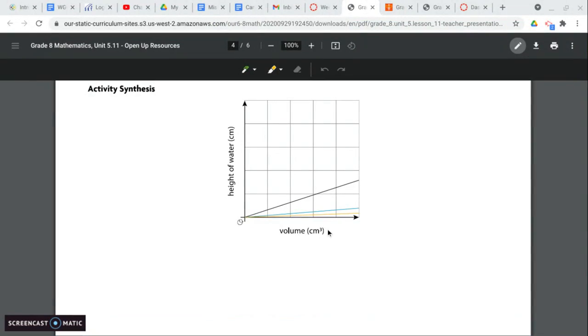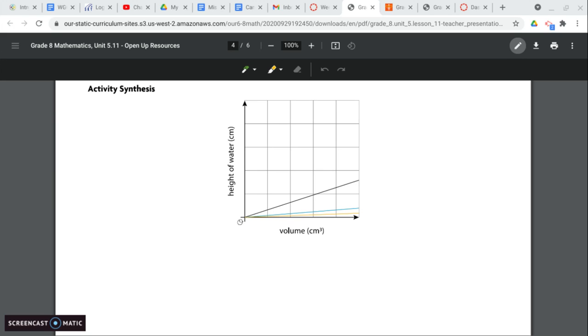So this is what we would have found if we had done the activity of filling different cylinders with water and calculating their volume and their height. This right here is showing different cylinders and their volumes. If we look at this, some of them are growing at a faster rate. Like this black one here is filling much faster than the blue and the yellow ones. So that's what happens. It fills faster.